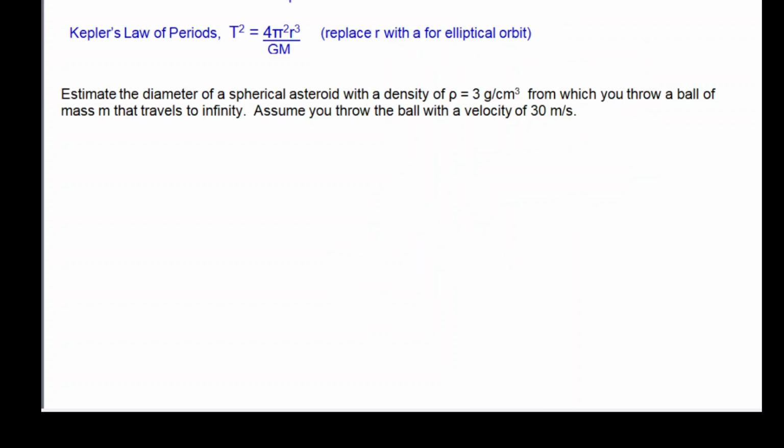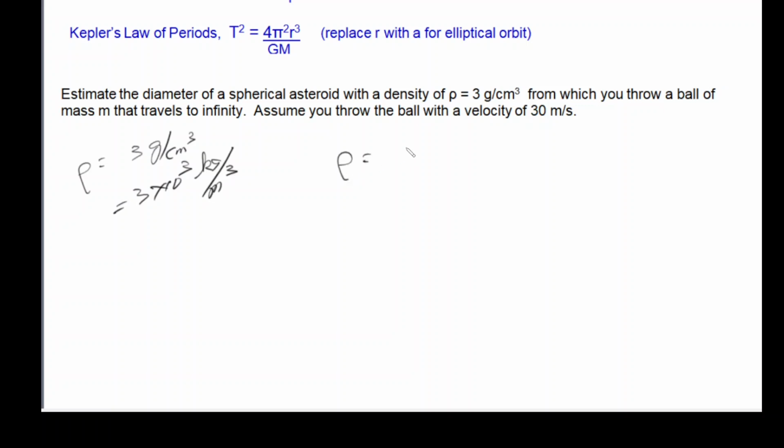Here's another problem. Estimate the diameter of a spherical asteroid with a density of ρ equals 3 grams per centimeter cubed, from which you throw a ball of mass m that travels to infinity. Assume you throw the ball with a velocity of 30 meters per second. So we're talking about escape velocity of the ball here. So we're given that density is equal to 3 grams per centimeter cubed, which is actually equal to 3 times 10 to the third kilograms per meter cubed.